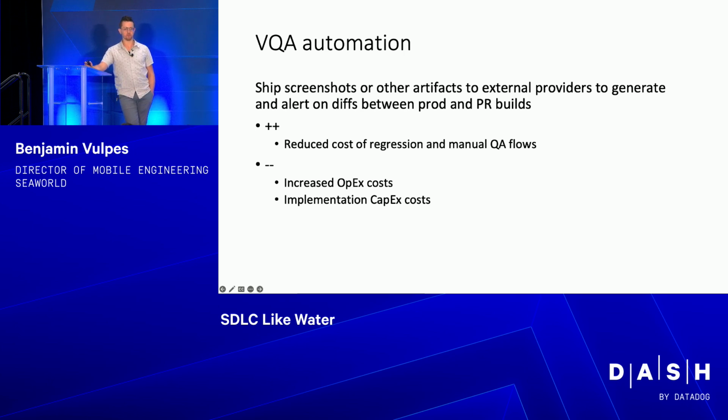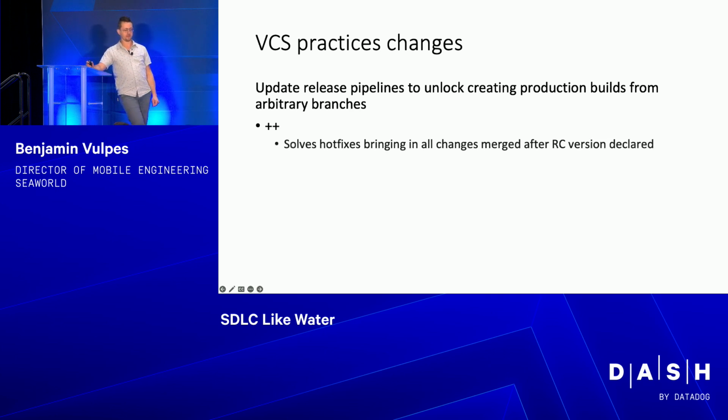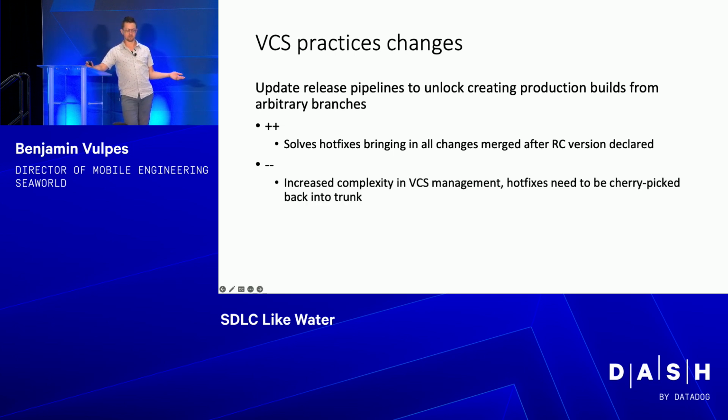You just have to go build those integrations. You have to write those tests, and then you have to maintain them. Version control practice changes. We've updated our release pipelines so that we can make production builds from arbitrary branches. So in addition to the automation on trunk that produces a build and uploads it to Apple and Google on every merge to trunk, we also have the ability to kick off a manual compile and upload cycle. Someone has to do it. It does solve the problem of hotfixes bringing in all changes, but someone has to go manually kick that off.